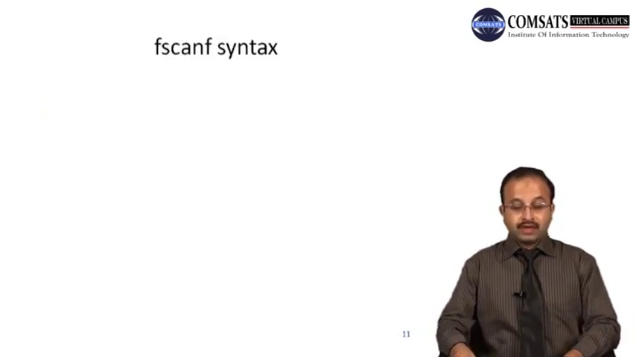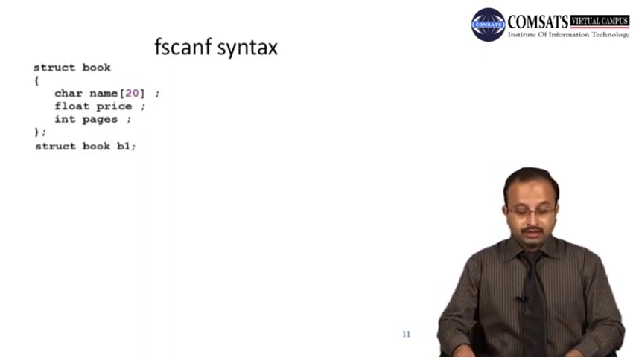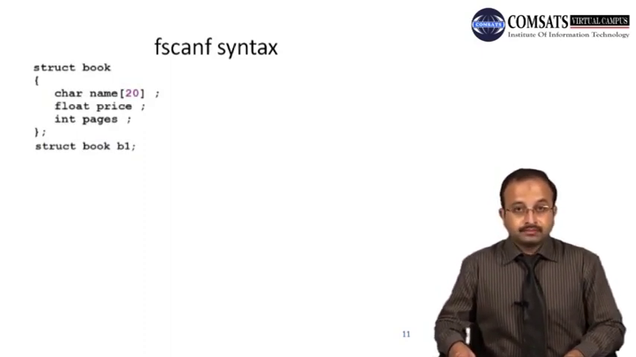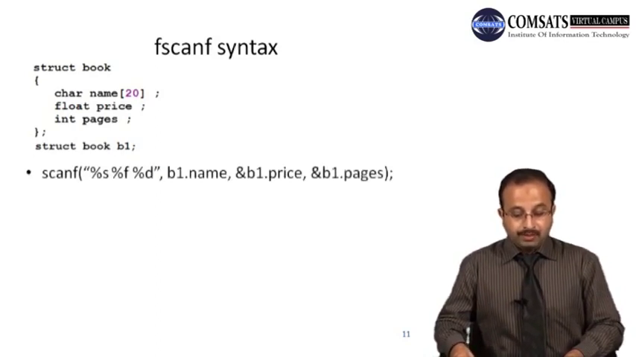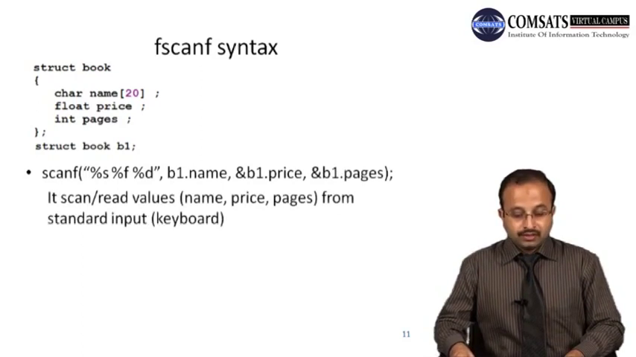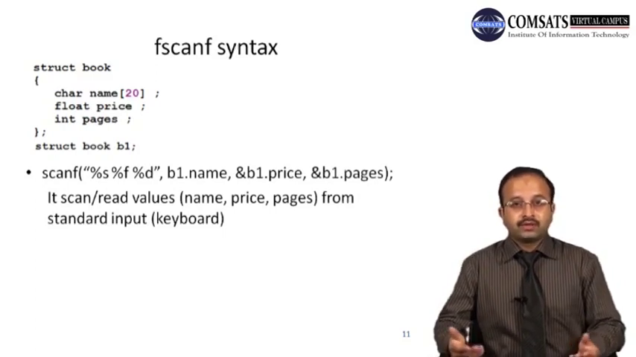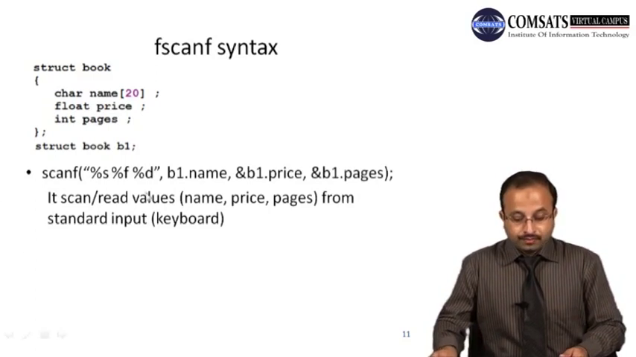Let's see the syntax of fscanf. So this is the structure. We declare a variable b1 of the struct book type. This is a typical scanf that is used to input values from the user. ठीक है? Standard input, right? So it scans, reads values, that is name, price and pages, from the standard input, that is the keyboard. Standard input is the keyboard and standard output is the monitor. So the type of the first input is string, the type of the second input is float, the type of the third input is integer.